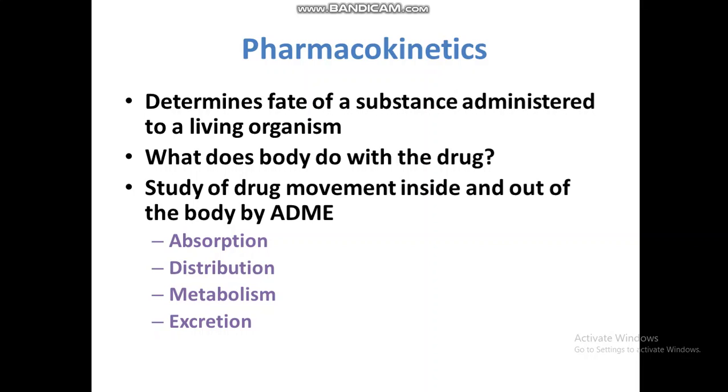So first of all, what is pharmacokinetics? It determines the fate of a substance administered to a living organism. So we can say, what does the body do with the drug? When the drug enters inside our body, how will our body react? That is the study of drug movement inside and outside of the body by absorption, distribution, metabolism and excretion, which is called the ADMET profile.